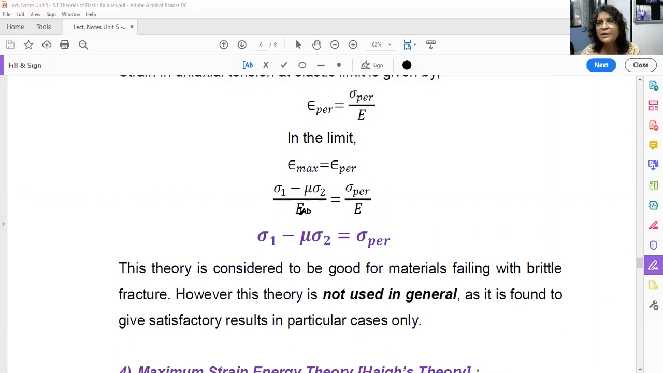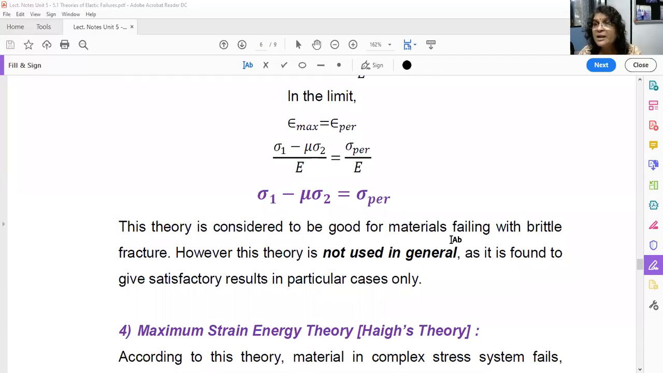So when this value increases beyond sigma permissible, failure is going to occur in the complex system. Now this theory is considered good for materials failing with brittle fracture. However, this theory is not used in general, as it is not found to give satisfactory results. It gives good results only in particular cases. So that's why this theory is not used commonly.